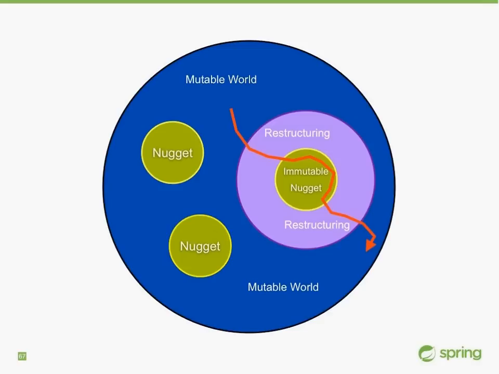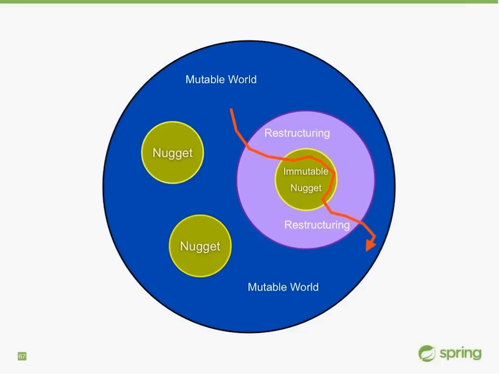So we have this mutable world. We would like to solve some problems with immutable objects, and so we'd like to nest those immutable solutions into the mutable world. In either case, the way we do this is by wrapping those nuggets with what's called a restructuring layer. That restructuring layer's job is, as data comes in, to restructure the data from mutable to immutable, allow the immutable nugget to do its job, and then on the way out, restructure the data again from a structure the immutable nugget understands to a structure that the mutable world understands.